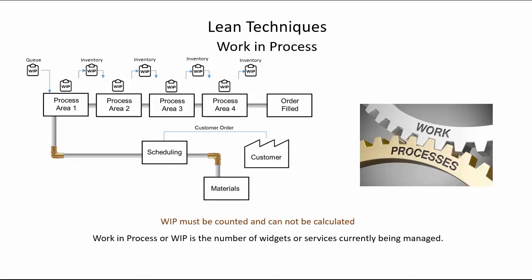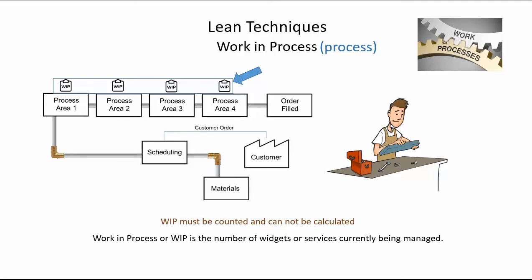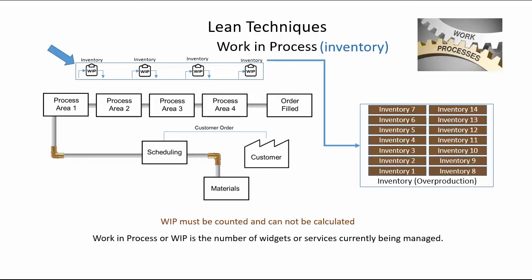Work in process, or WIP, is the number of widgets or services currently being managed. Queue is a type of WIP. Widgets or services in queue are orders placed, however no value or work has been performed. It's often called backlog and represents how far behind production is. Process WIP is WIP that is having value currently added to it, but not yet complete. And finally, inventory is WIP that has been produced, however, the customer is not currently needing it. It's often called overproduction and represents how far ahead production is.